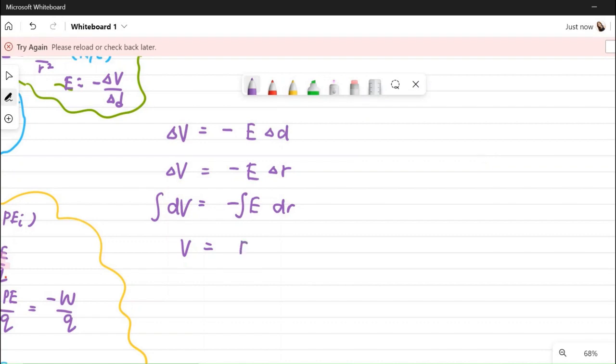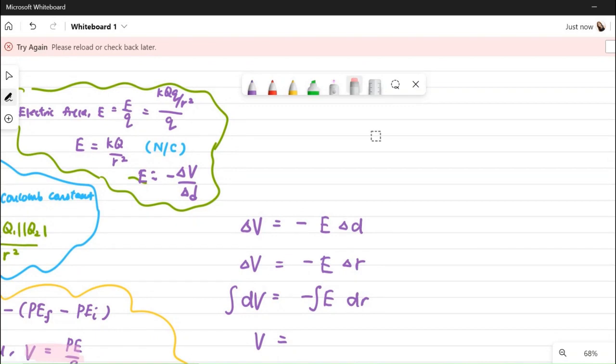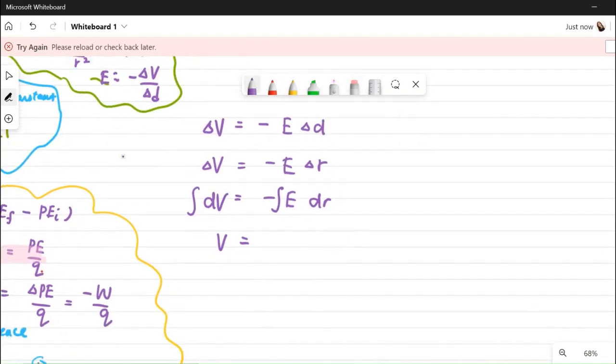negative integral of E dot dr, right? E is actually, just now we have derived it, equal to kq over r squared. So we substitute in negative kq over r squared dot with dr, right?